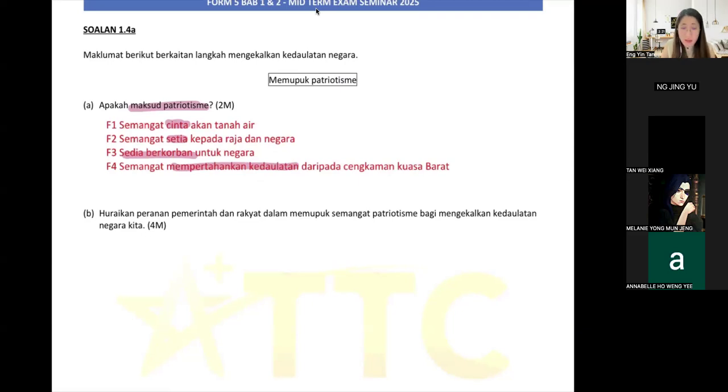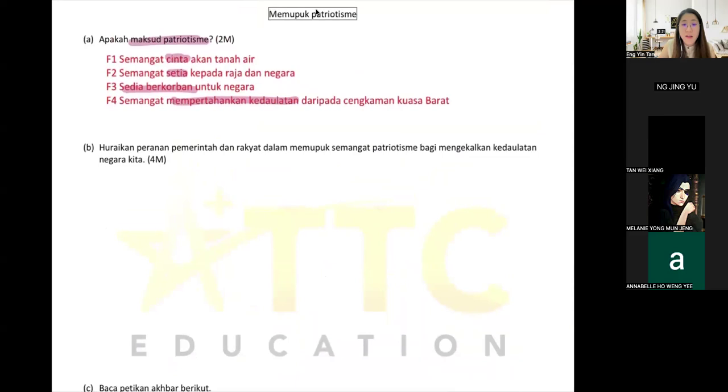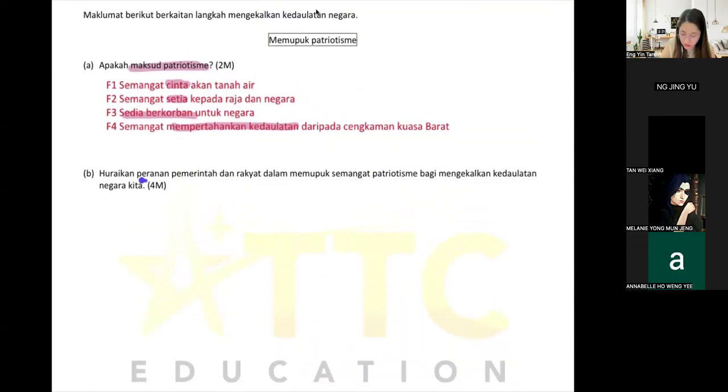So the next question here is telling you the langkah-langkah. As a leader and a citizen, what do they need to do to promote, to memupuk the semangat patriotisme? This one you do on your own, DIY. Okay? All good? So that's all for chapter 1. You know what to write, as a leader, as a government citizen. What do they need to do? We just mentioned.